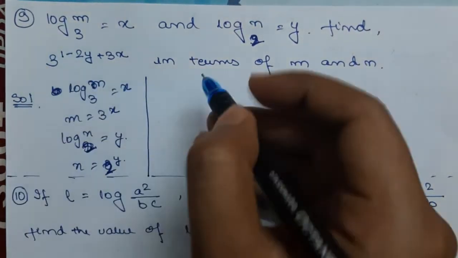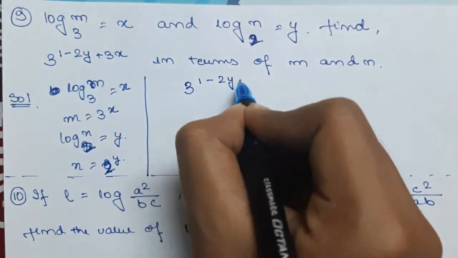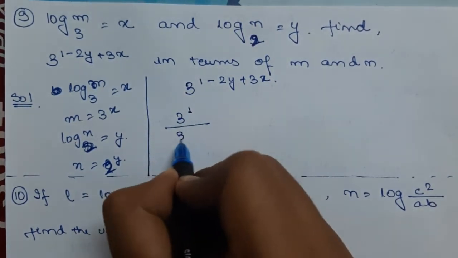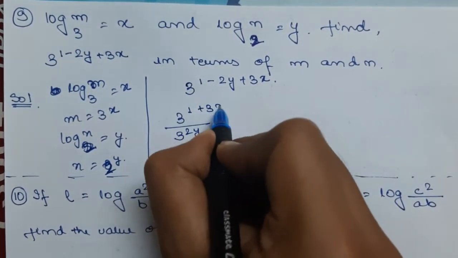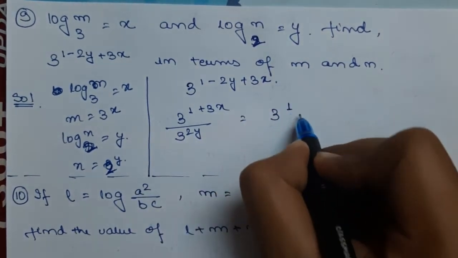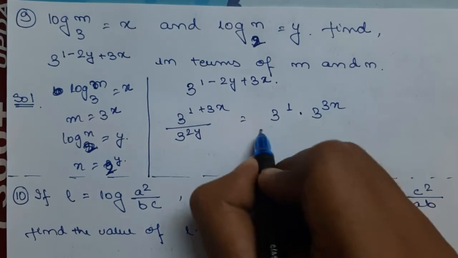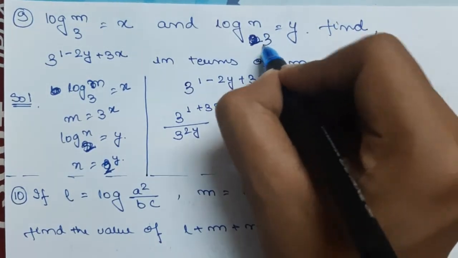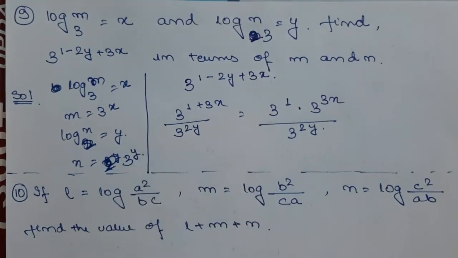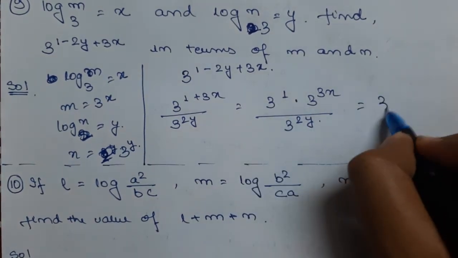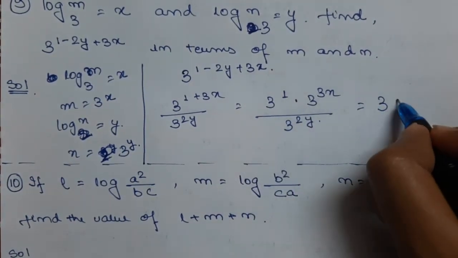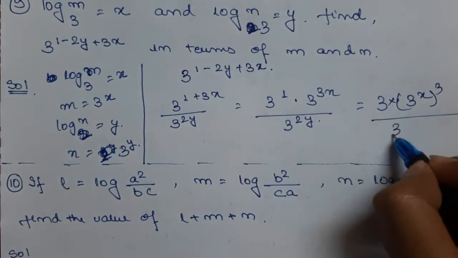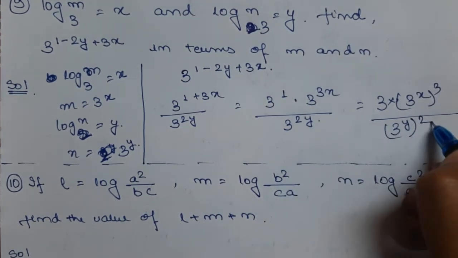Now if I solve this problem, it is like this, and as we know, if there is a minus, we can write it in division form, right? And here there is a plus, we can write it in a multiplication form. Sorry, there is 3 only, I've done it wrong, it's 3 only, no problem. Now 3 to the power 1 is 3. 3 to the power x, we can write it like this, and 3 to the power 2y, we can write it like this.